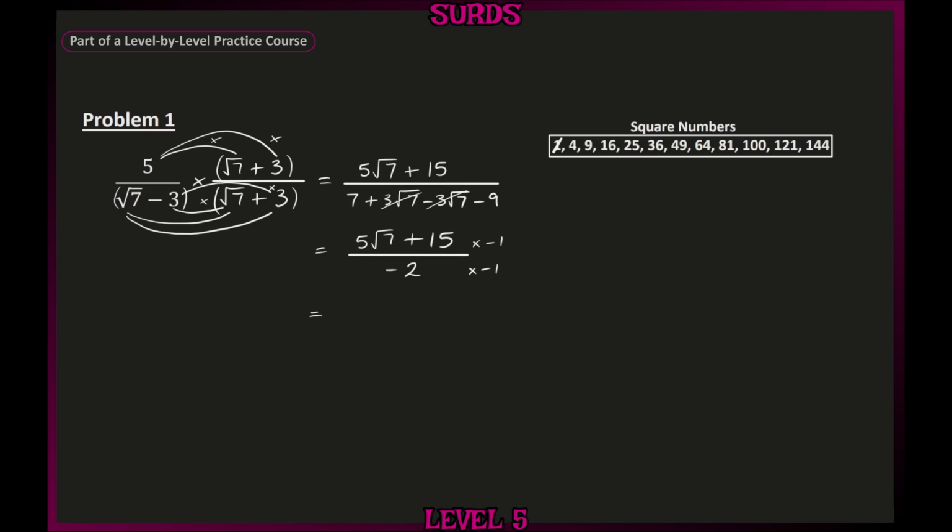And if we multiply the denominator by minus 1, the minus 2 just becomes 2. And on the numerator, we're going to get 5 root 7 times minus 1 is minus 5 root 7, and 15 times minus 1 is minus 15. So our final answer to problem 1 is minus 5 root 7 minus 15 all over 2.